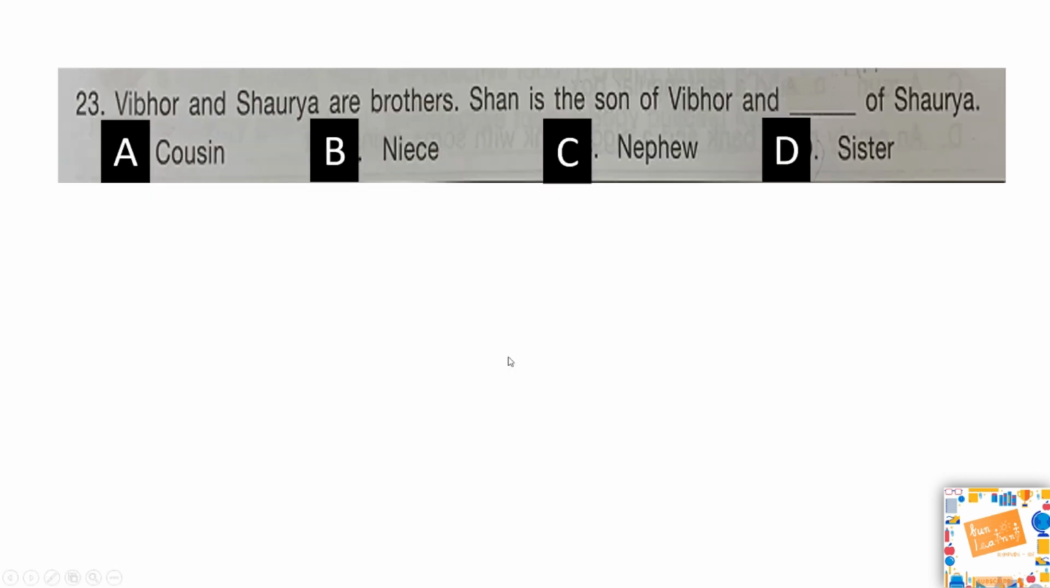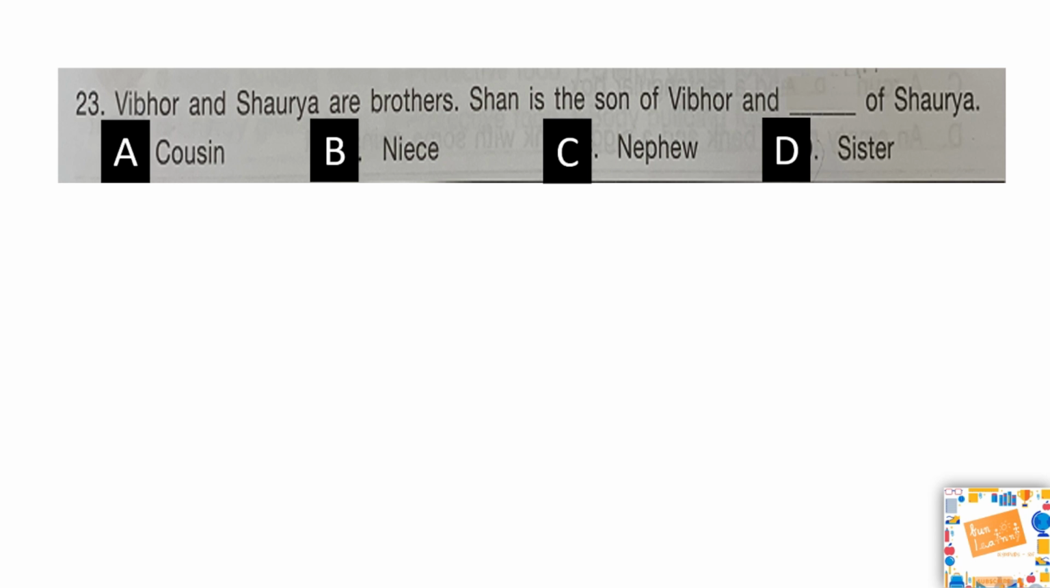Question is, Vibhor and Shaurya are brothers. Shan is the son of Vibhor and dash of Shaurya. Is it option A, cousin? Is it option B, niece? Is it option C, nephew? Or is it option D, sister? Give it a thought and then choose your right answer.